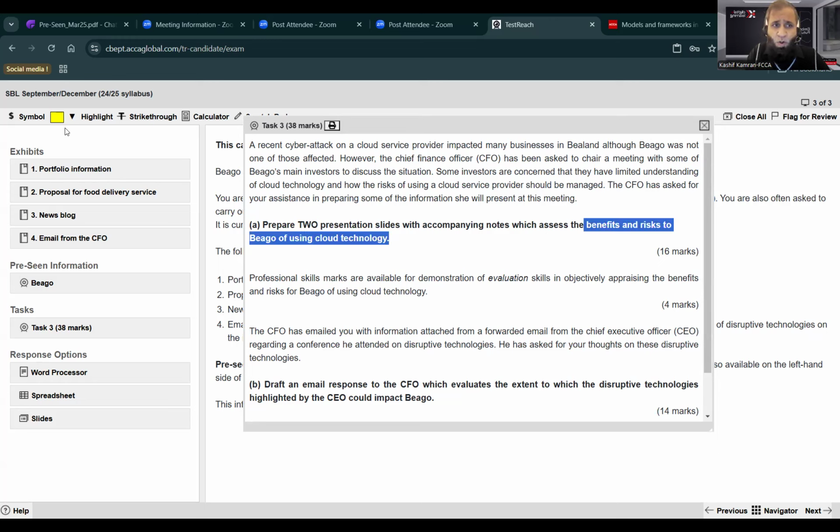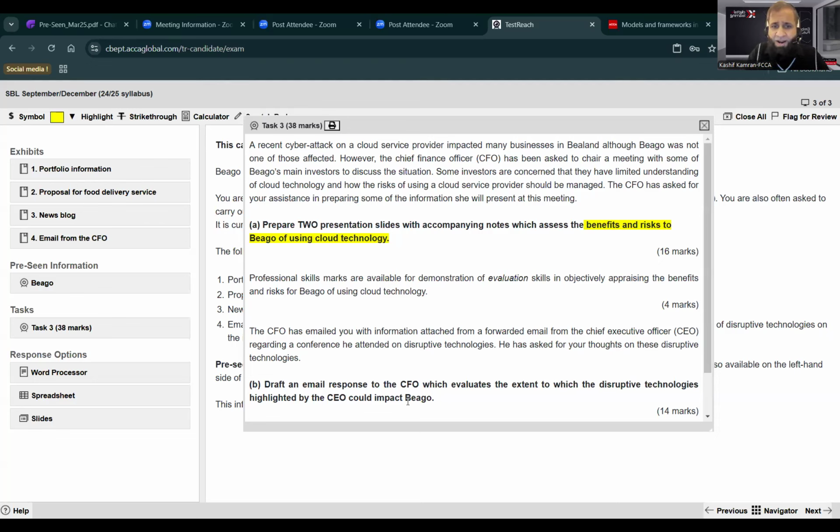So you might recall the benefits and risks you must have studied from the article of the examiner or from the classroom from your teacher about what are the benefits and risks of cloud technology. Now, once you know that, you can use them and you can just tailor them according to Biago. So you must be knowing the general benefits and risks of cloud computing or cloud technology. Then you can just alter them to the information given to you on the day of exam.